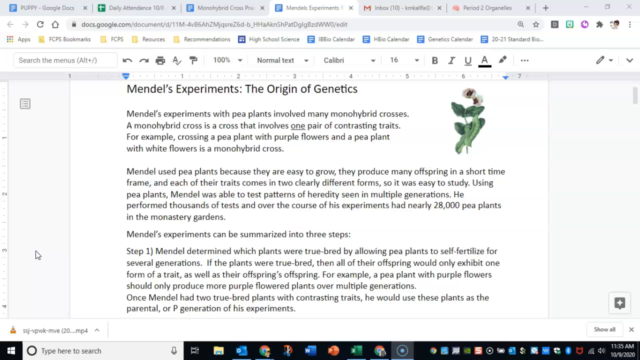Mendel used pea plants because they are easy to grow, they produce many offspring in a short time frame, and each of their traits comes in two clearly different forms, so it was easy to study. Using pea plants, Mendel was able to test patterns of heredity seen in multiple generations. He performed thousands of tests, and over the course of his experiments, had nearly 28,000 pea plants in the monastery gardens. Mendel's experiments can be summarized into 3 steps.